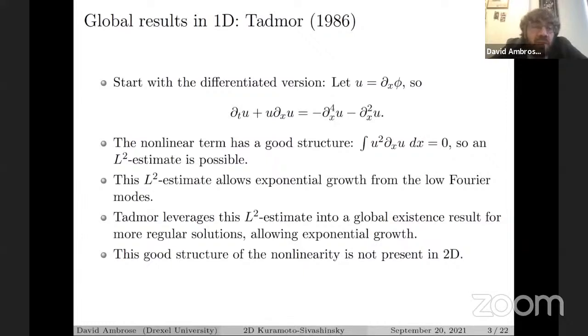Okay, so that good structure of the nonlinearity is not present in 2D. When you differentiate grad phi squared with respect to, say, x and y in 2D, you don't get something that gives you an L2 estimate.